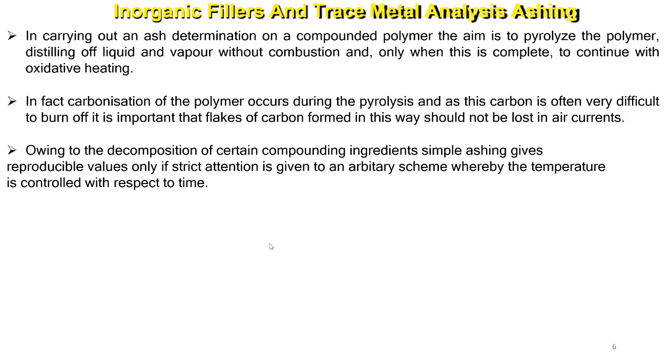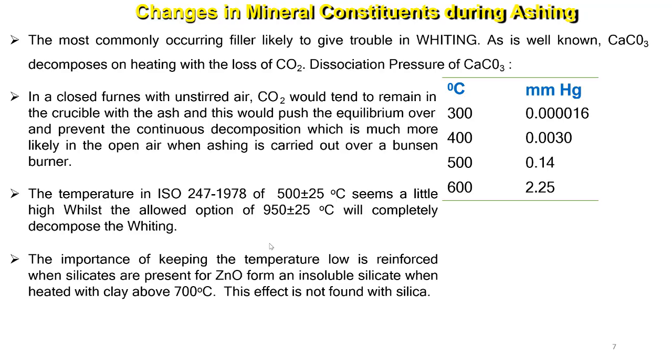And for the inorganic fillers and trace metal analysis, ashing is again one of the processes. So ash determination of the pyrolyzed samples can be done, and with continuous oxidative heating we can get the ash component, and that can again be characterized to get an idea about the trace metal analysis; metal fillers analysis can be done. Then the mineral constituents also can be observed after the ashing process.